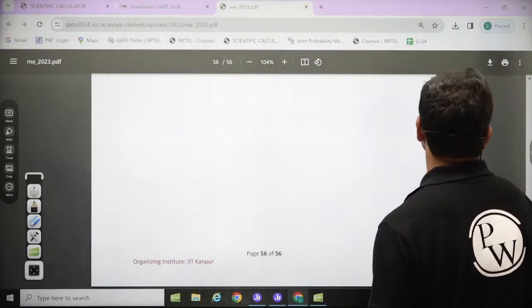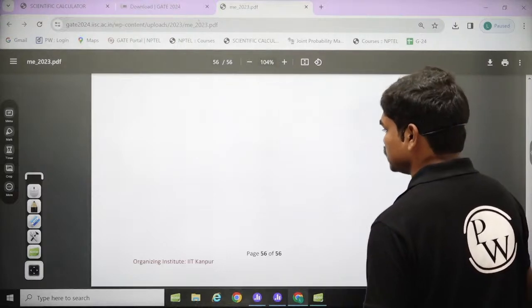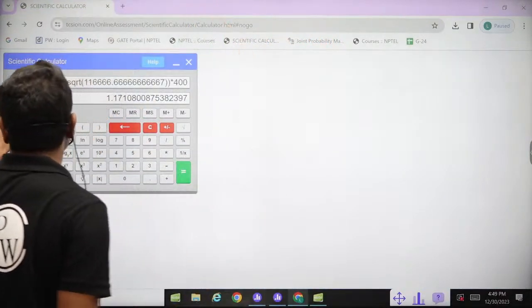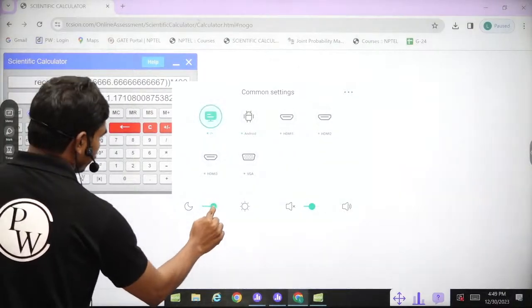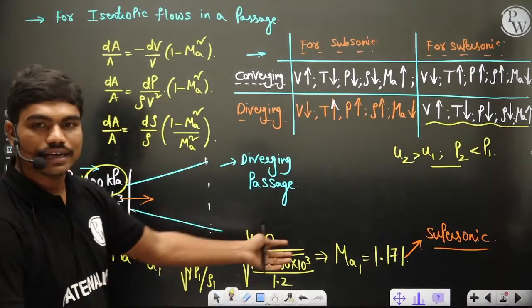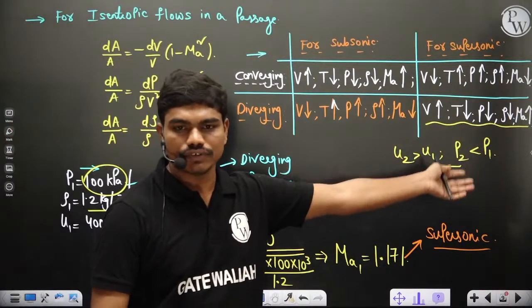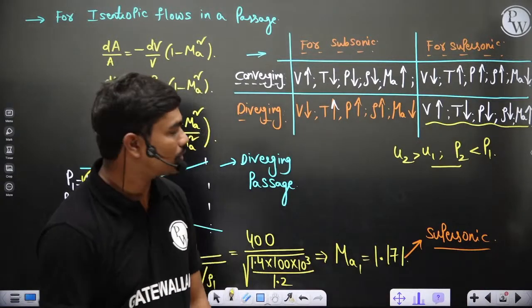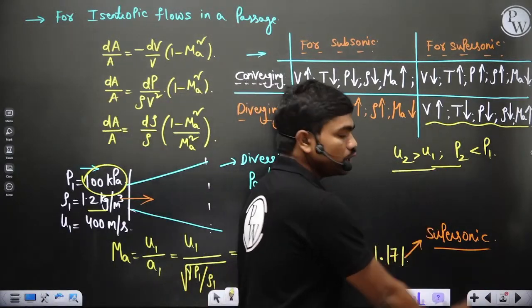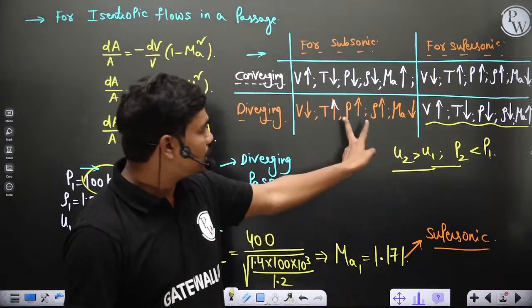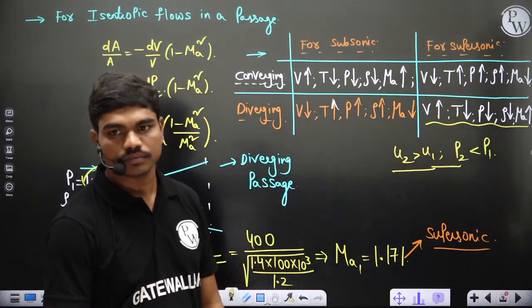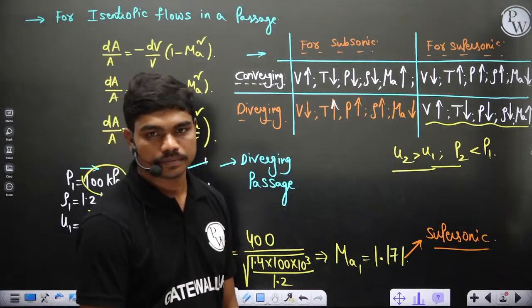Oh, the answer key is not given. Answer key is not there after this. But later you can check. If you have the official key, you can easily check that. Definitely C is the correct answer because we solved it live last year. So U2 is more than U1 and P2 is less than P1. These kinds of property variations are always important. Clear to all?